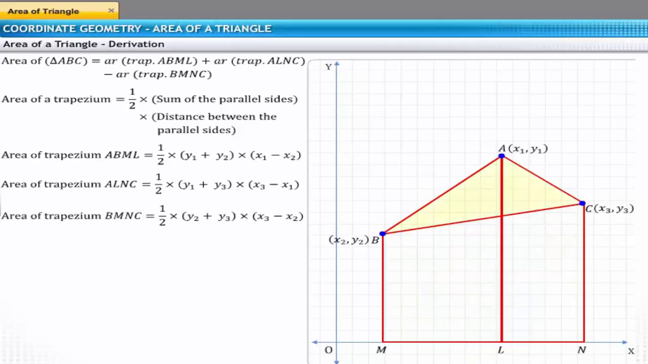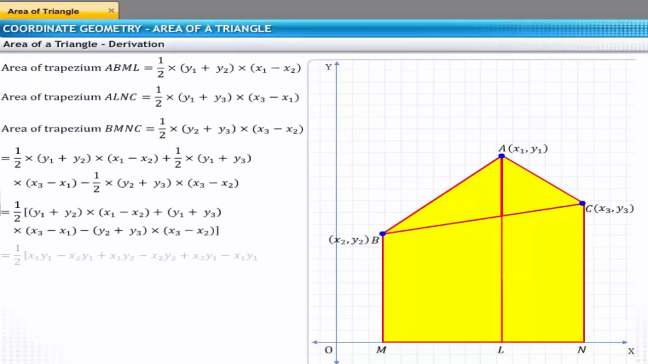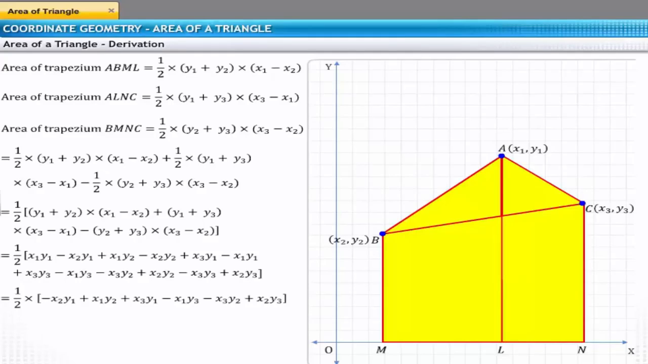To obtain the area of the triangle ABC, add the areas of trapeziums ABML and ALNC and subtract the area of trapezium BMNC. We will get the following expression. Let's further simplify this expression. Expanding the expression and then cancelling the like terms, we get the following expression for the area of the triangle. Therefore, this expression can be used to calculate the area of the triangle given its vertices as coordinates.